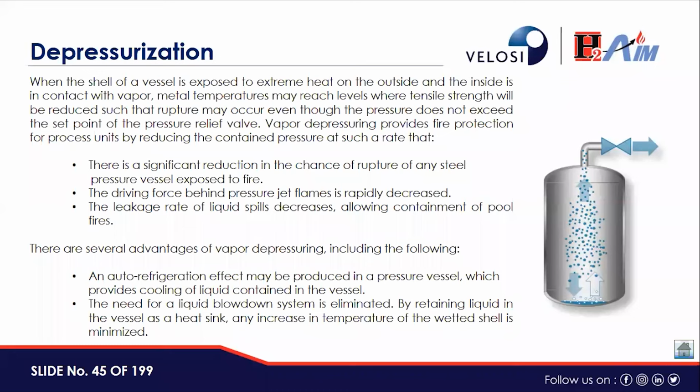There are several advantages of vapor depressuring, including the following. An auto refrigeration effect may be produced in a pressure vessel, which provides cooling of a liquid contained in the vessel. The need for a liquid flow down system is eliminated by retaining liquid in the vessel as a heat sink. Any increase in temperature of the wetted shell is minimized.